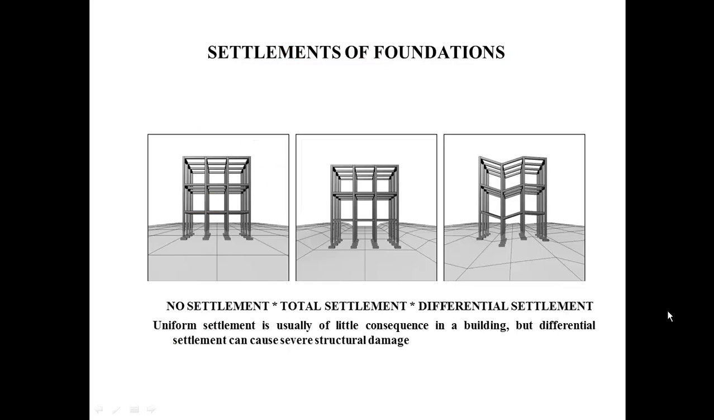Here's an illustration of the settlement of the foundation. We have no settlement, total settlement. These are both uniform type settlements, going down or up or just staying the way they are, and differential settlement, where the building can sink and rise in different locations, causing possible structural damage.